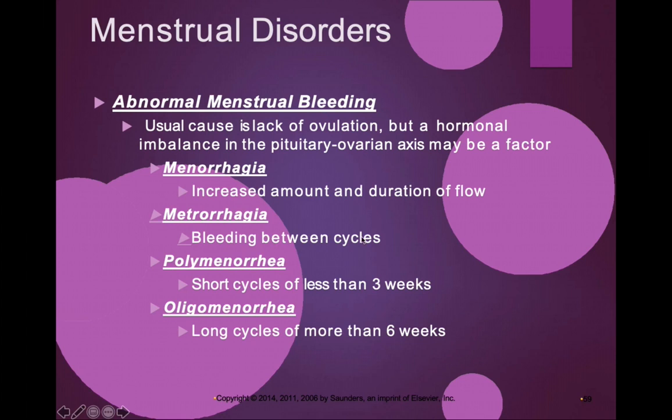Metrorrhagia is bleeding between the cycles. So perhaps instead of once every 28 days or one menstrual cycle every 30 or 32 days, maybe it's every 15 or 16 days. And then there's bleeding between those cycles, metrorrhagia. This could be seen typically with a lot of thyroid imbalances. Okay, not the only thing, but it tends to be a major thing. Polymenorrhea, this is when a woman has shorter cycles of less than 3 weeks. Oligomenorrhea, these are longer cycles of more than 6 weeks.